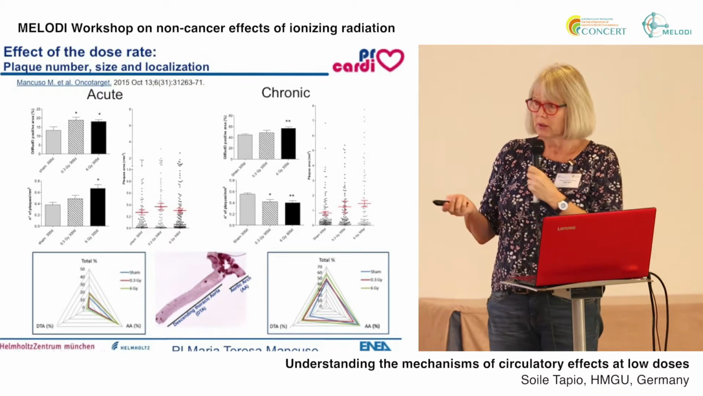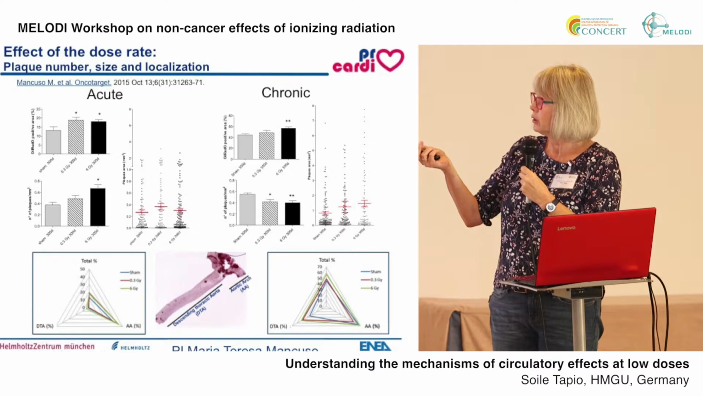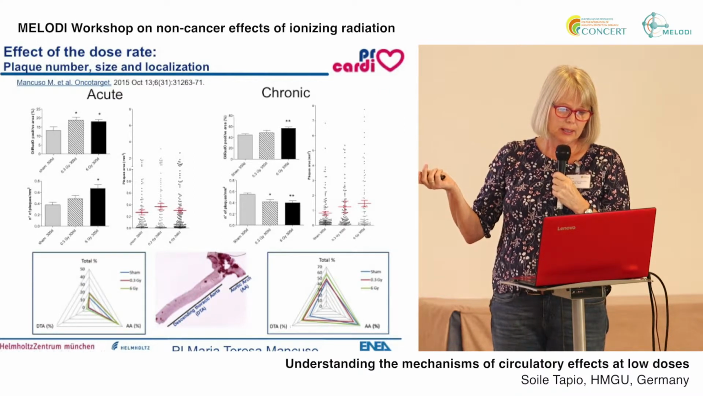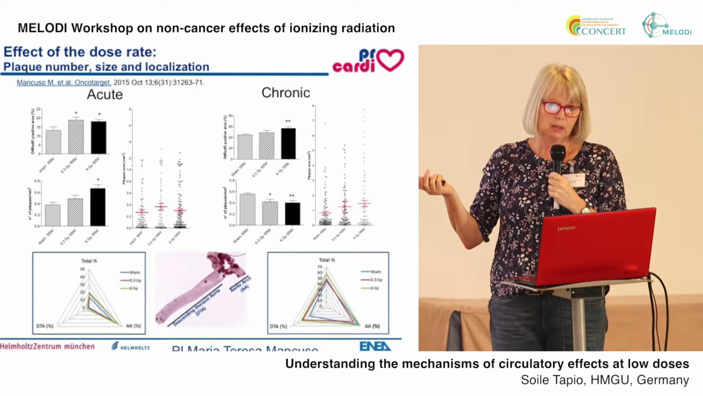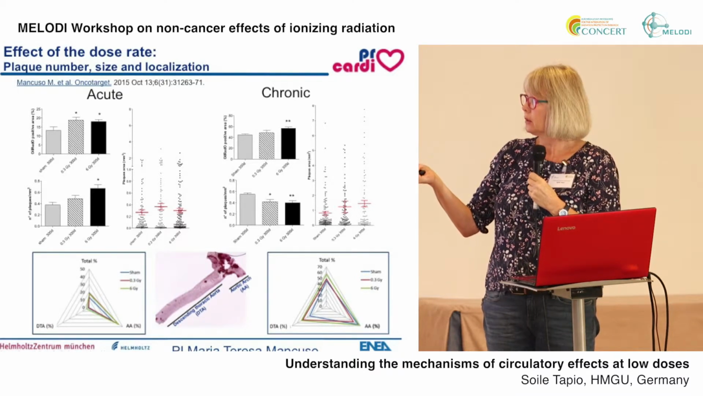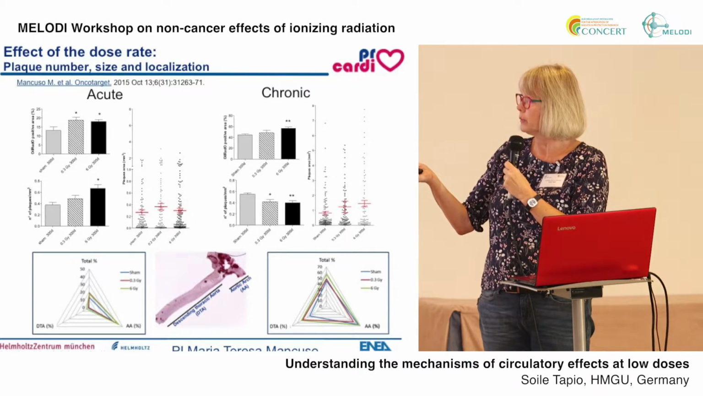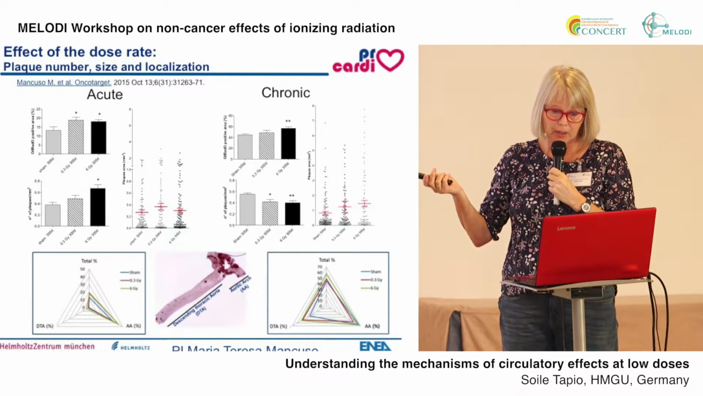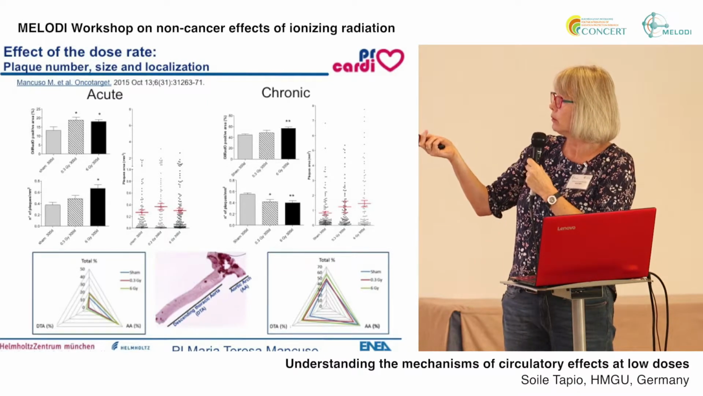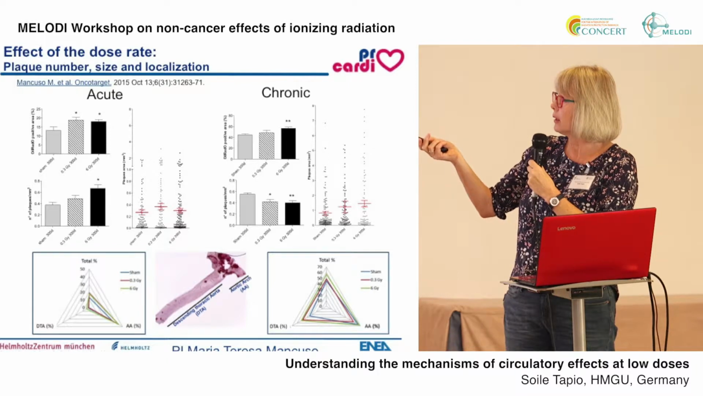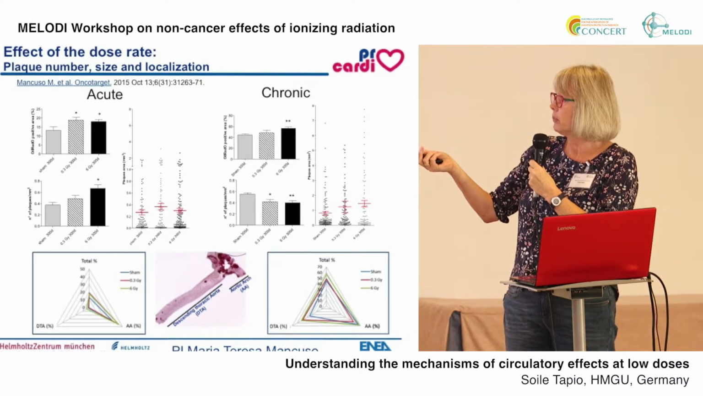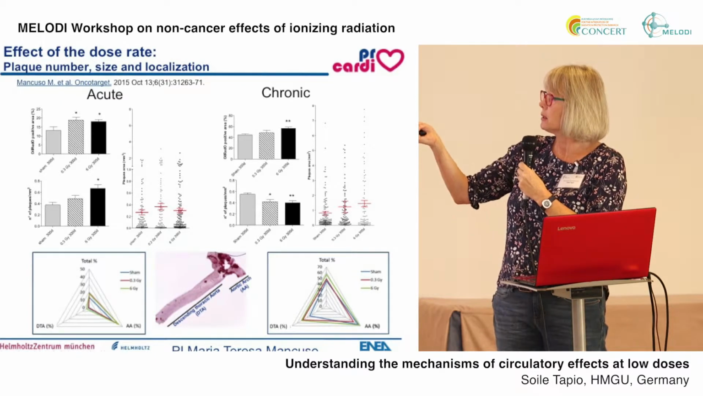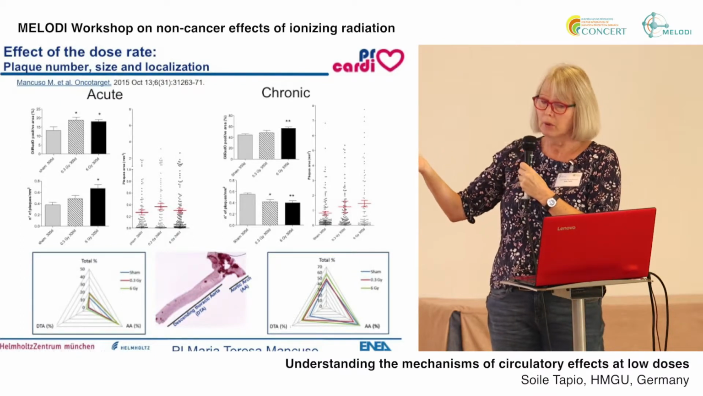And you can see here that the 0.3 gray after 300 days actually increases the plaque size, but it does not increase the plaque number. The 6 gray does both. In the chronic case, we have no effect on the plaque size. There is a decrease in the plaque number with both doses. The 6 gray does increase the plaque size and decreases the plaque number.